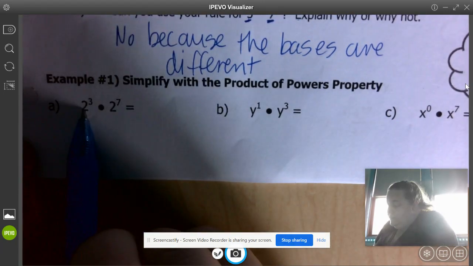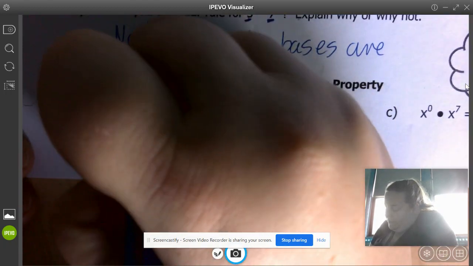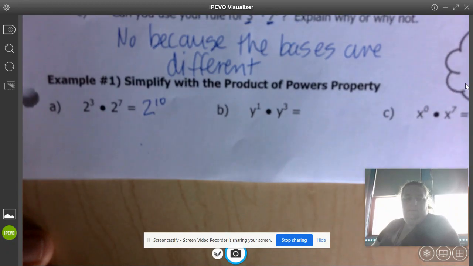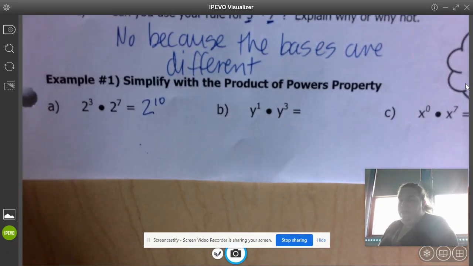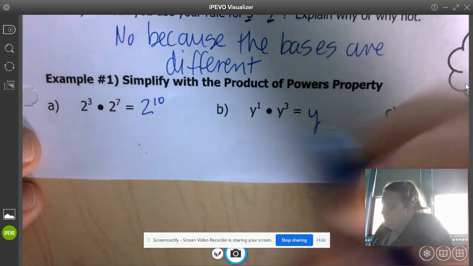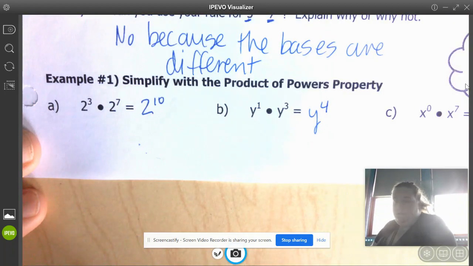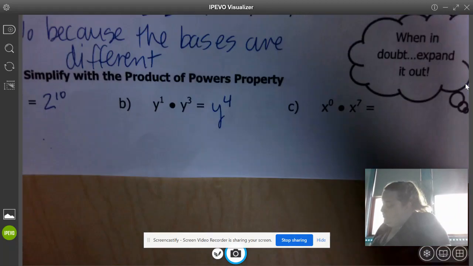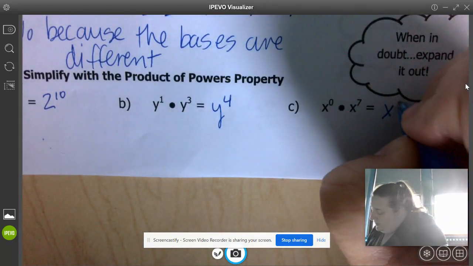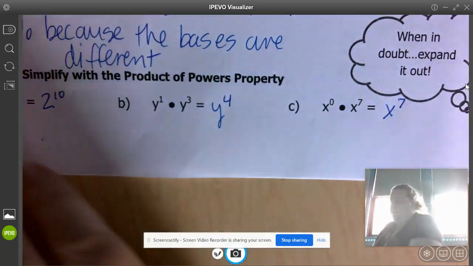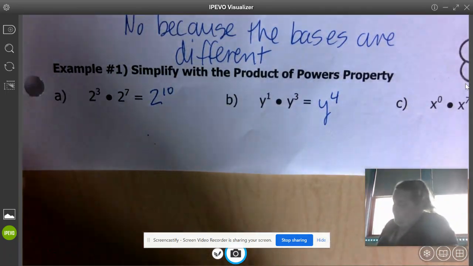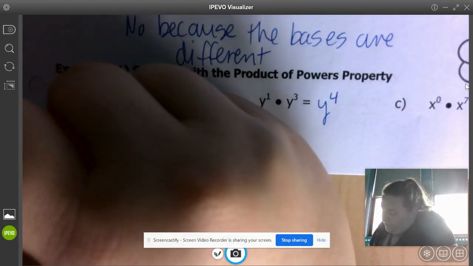Okay. So our rule says like bases, you keep the base. So my base is 2, and then 3 plus 7 would be 10. Now on this next one, I have y as my base, and adding the exponents gives me 4. Next one, x is my base, 0 plus 7 is 7. I'm going to add 2 more examples. So I'm going to call this D.